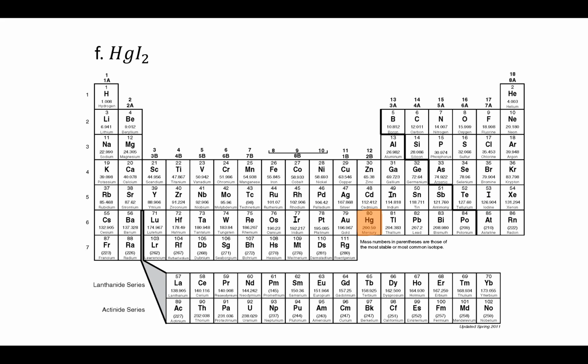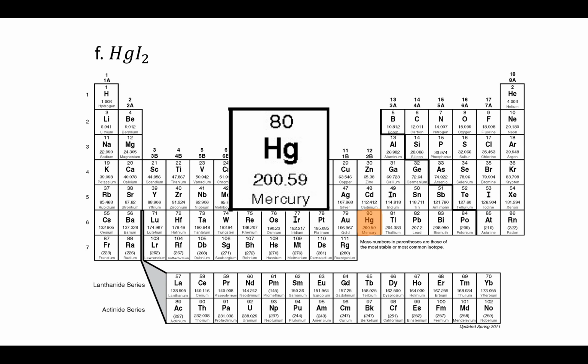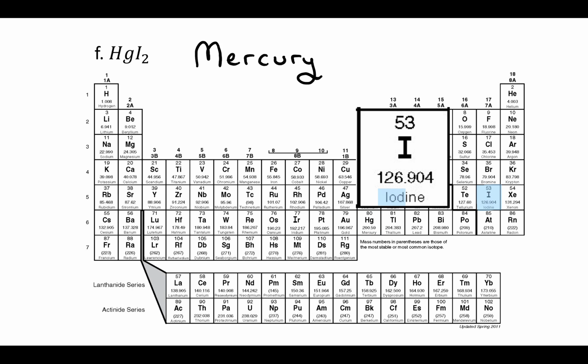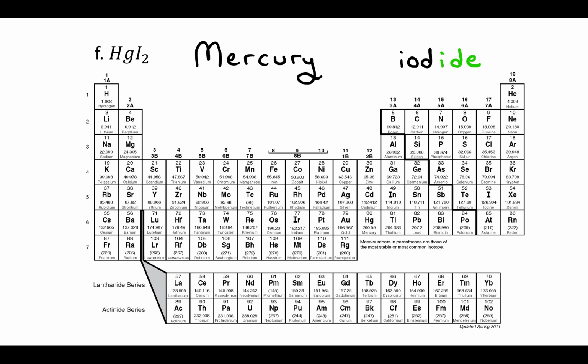To name ionic compounds, take the name of the first element and list it exactly as it is on the periodic table. So Hg is mercury, and I'm going to write it exactly as that is on the periodic table. For the second element, take just the first syllable. So I is iodine, the first syllable is iod. And then add the ending ide to show that these two are in a compound. So far we have mercury iodide.